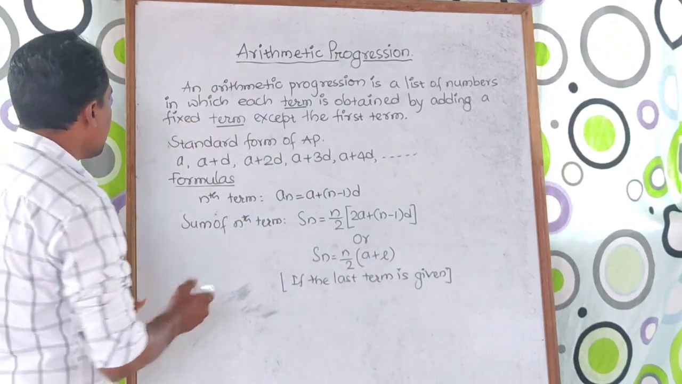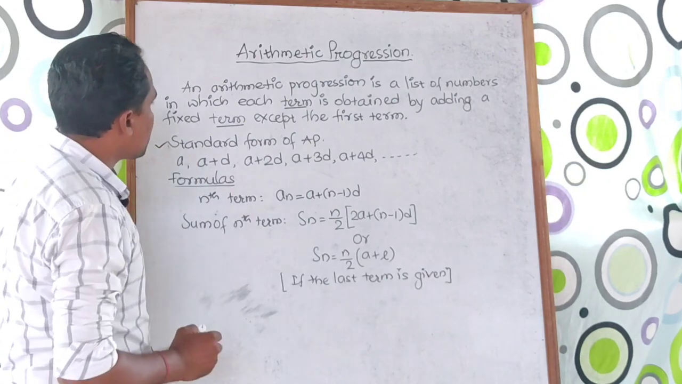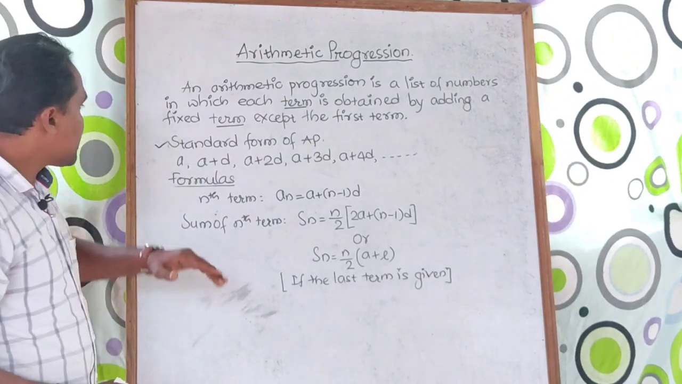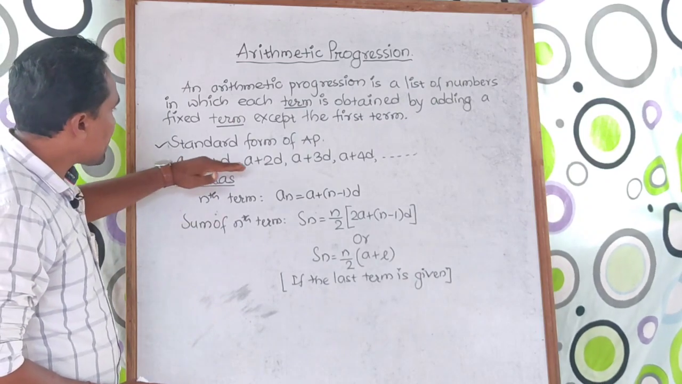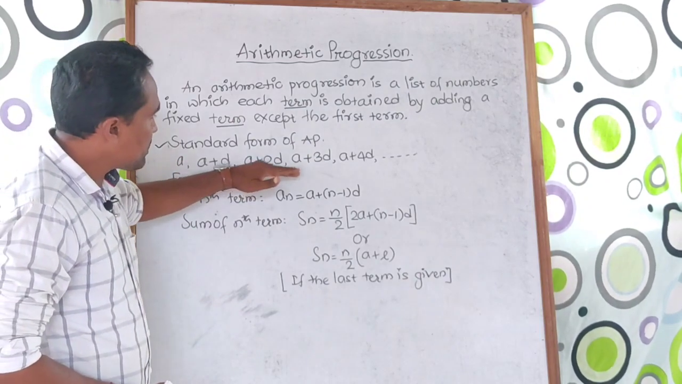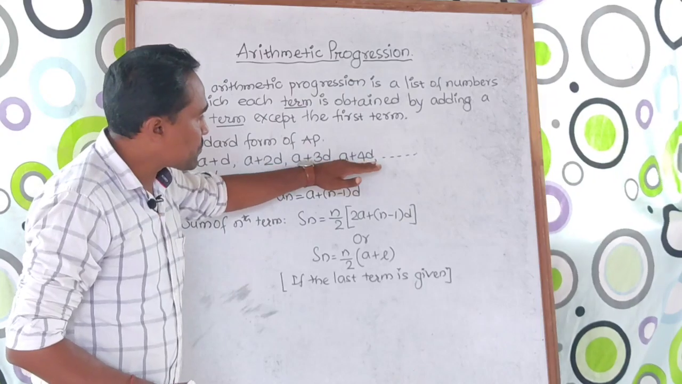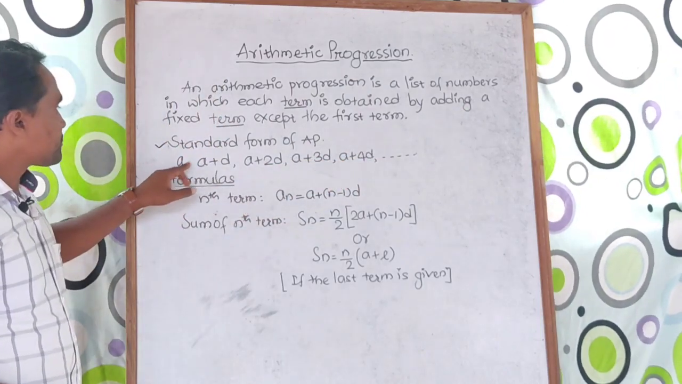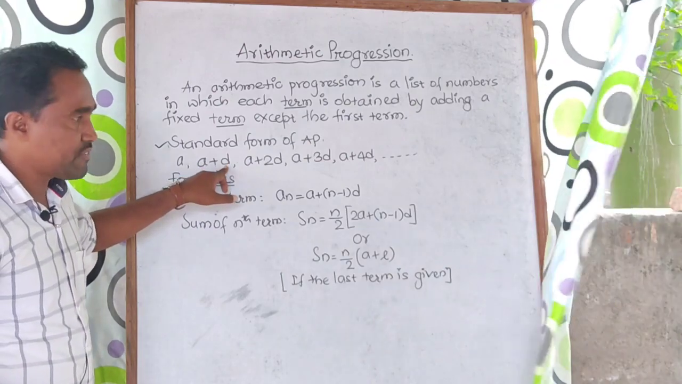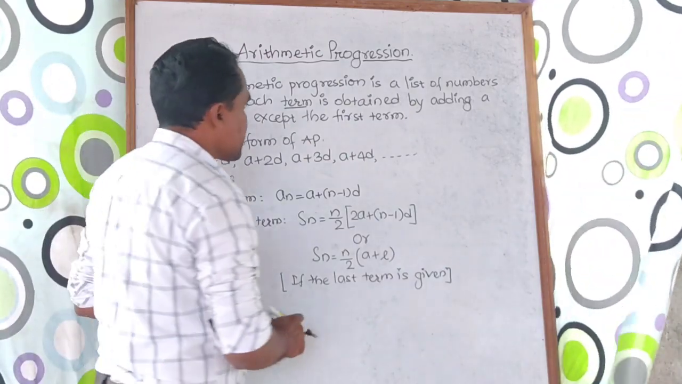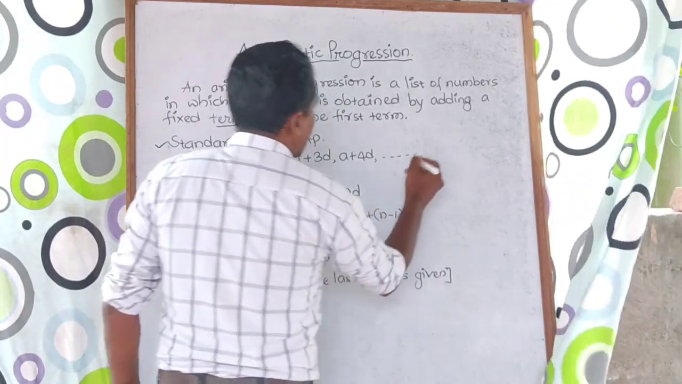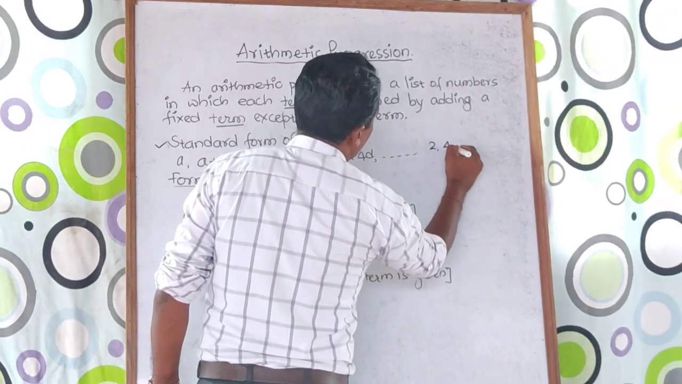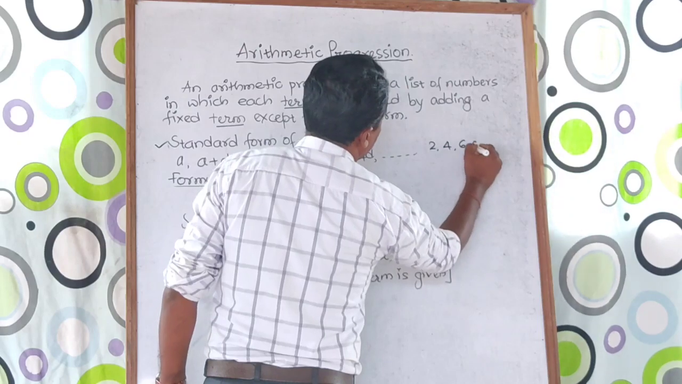So let's see the standard form of an AP. The standard form of an AP is A, then A plus D, A plus 2D, A plus 3D, A plus 4D, and so on. Here A means the first term and D shows the common difference. Let's see 1 or 2 examples here. For example, if I write here 2, 4, 6, 8.